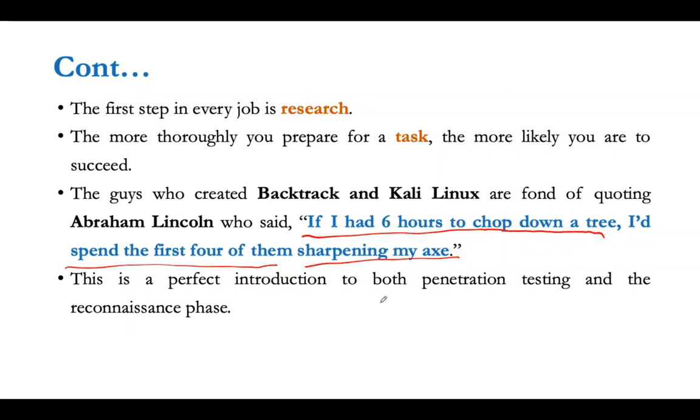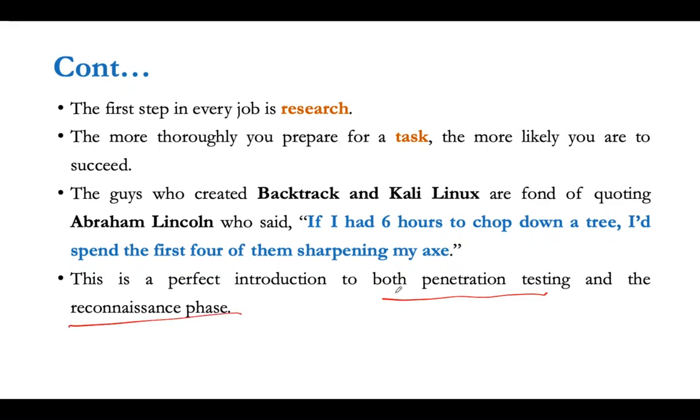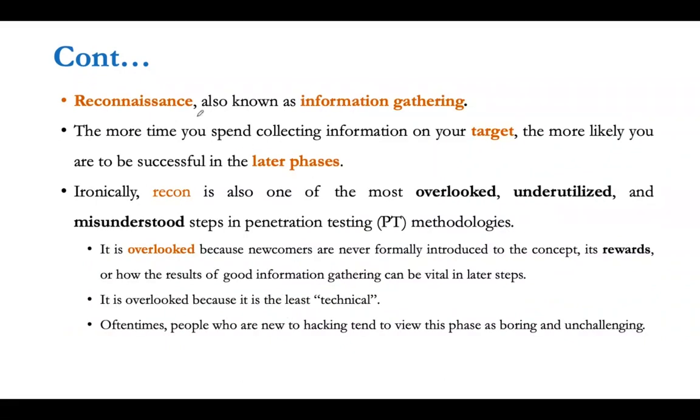So this is a perfect introduction to both pen testing and the reconnaissance phase. In pen testing, the first phase is the reconnaissance phase. What is this reconnaissance phase? It is also known as information gathering. The more time you spend collecting information on your target, the more likely you are to be successful in the later phases. What are the later phases?